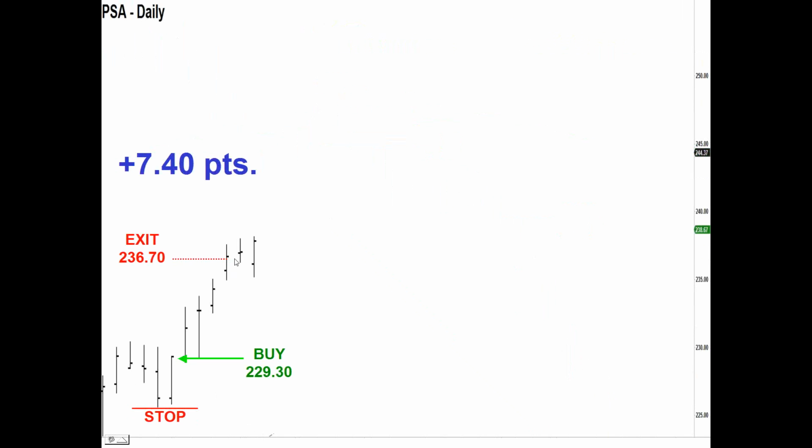All right. In order to have the assurance to take that signal, we want to apply the PET D. And once we did, we see that the PET D colored this bar green. So it was telling us it's okay to take this. So you could have taken that signal at 229.30, exited at 236.70.